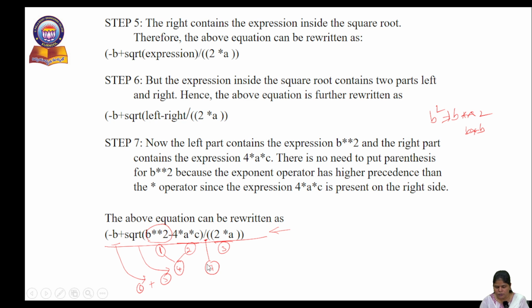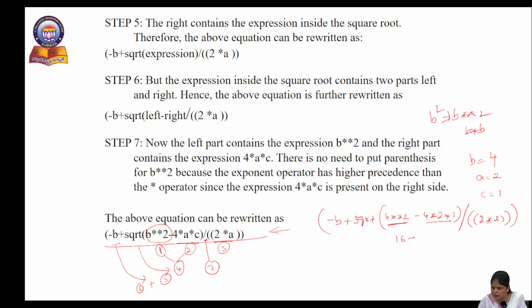Next we perform this operation. So if I take b equal to 4, a equal to 2, and c equal to 1, how will it be evaluated? Minus b plus square root of 4 into 2 minus 4 into 2 into 1, by 2 into 2, right? First precedence is given to what? First precedence is this, as it is an exponential notation. So 4 square is 16 minus. The next precedence is this, it will be evaluated: 4 2s are 8, 8 into 1.